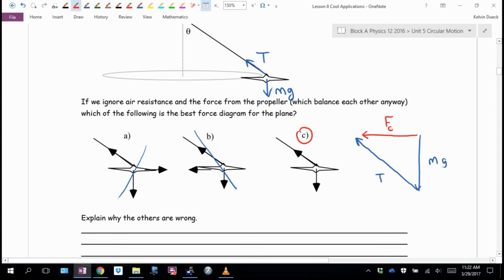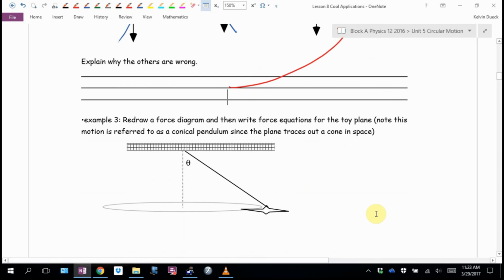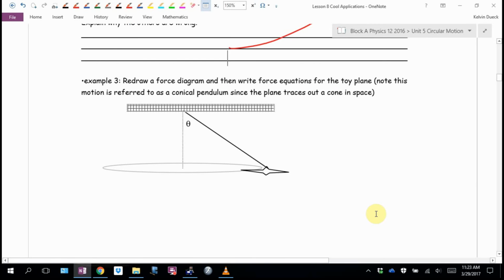It says explain why the others are wrong. I think a good free body diagram is worth 1,000 words. All I need, James, are those two forces, and that does allow me to have a net force pointing towards the center. It says redraw a force diagram and then write force equations for the toy plane. This motion is referred to as a conical pendulum since the plane traces out a cone in space.